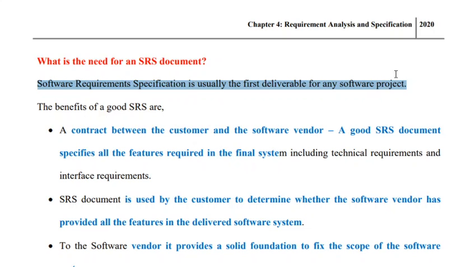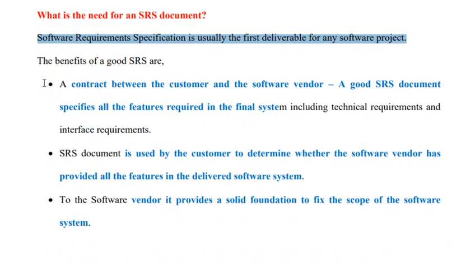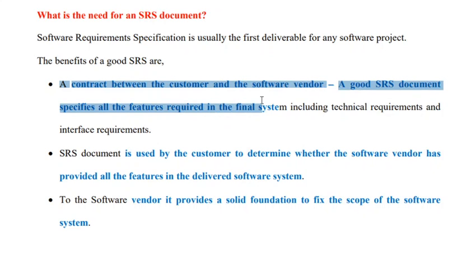Now, the benefit of a good SRS is that it acts as a contract between the customer and the software vendor. A good SRS document specifies all the features required in the final system, including technical requirements and interface requirements. So it acts as a contract between the developer and the customer, and it tries to highlight all the functional requirements that a final system should have, including the technical requirements and the interface requirements.